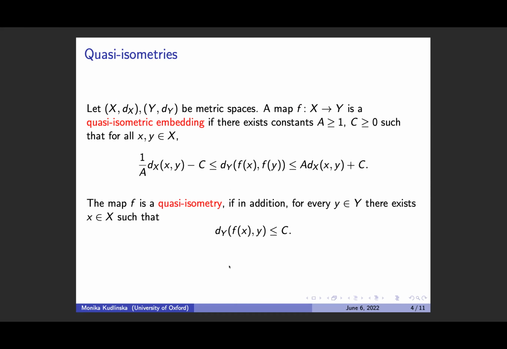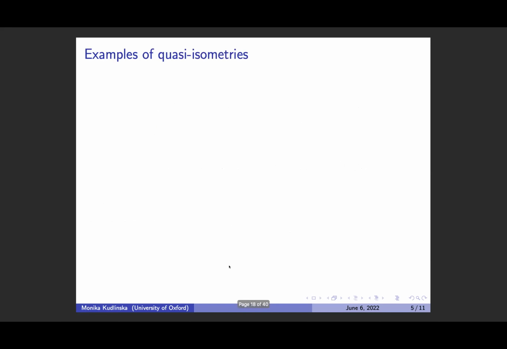So such a map is a quasi-isometry if, in addition, it's coarsely dense. So for every point in the codomain, I can find a point in the domain that maps a uniformly bounded distance away from that point. Okay, so why are we talking about these funny maps?